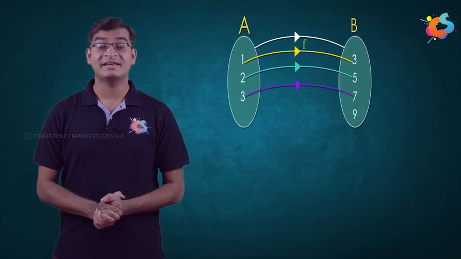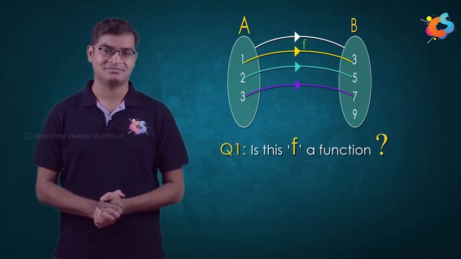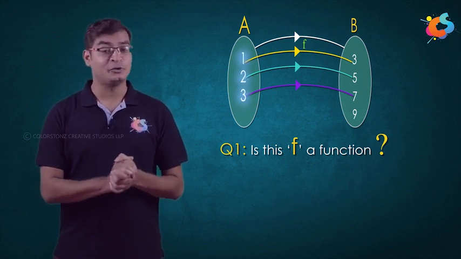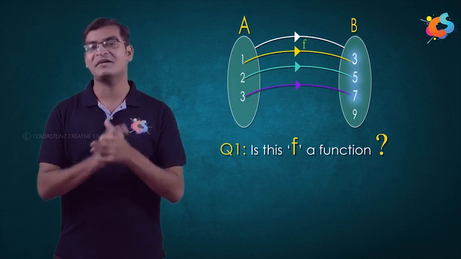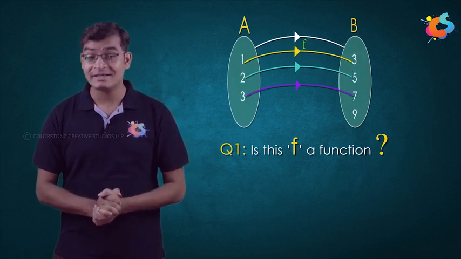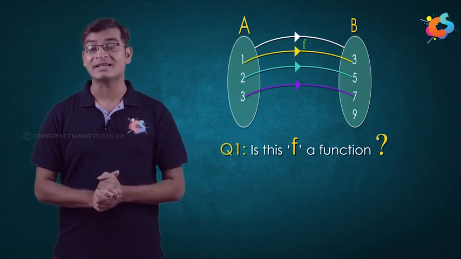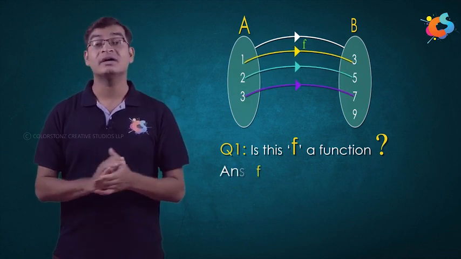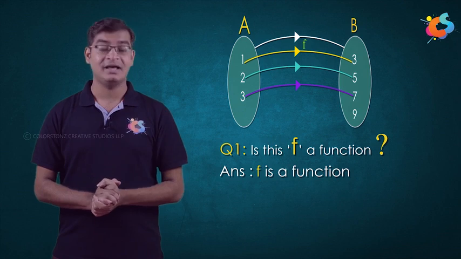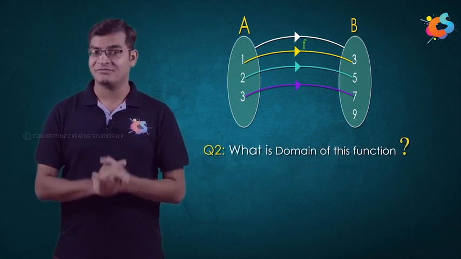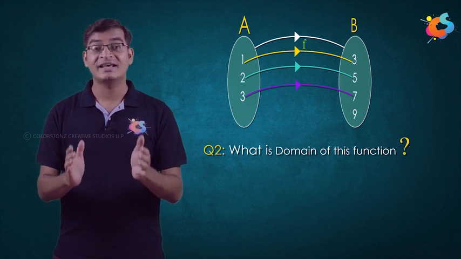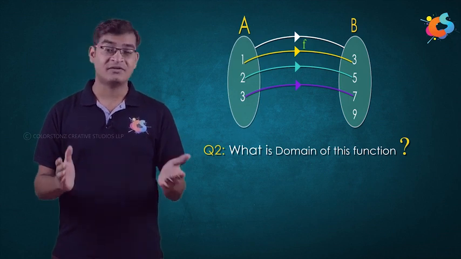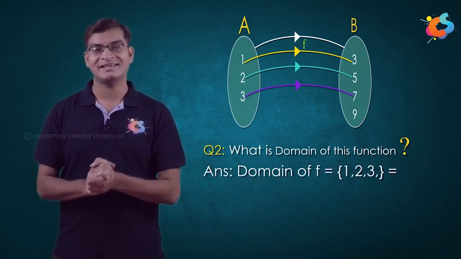The first question: is this f a function? How do you decide? Let us look at the domain. Every element of domain should have one and only one image. And here we can clearly see that every element of domain is having one and only one arrow coming out of it. So therefore, this is a function. Next question, what is the domain of this function? Domain of the function is the input providing set, and that is set A. So therefore, domain is equal to set A.